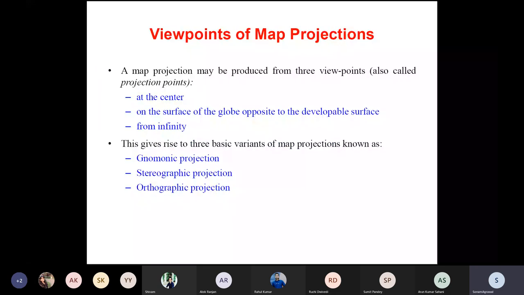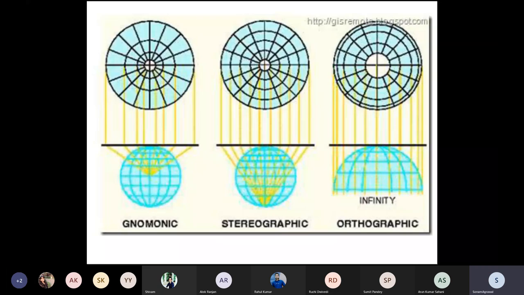Next classification of map projection is on the basis of viewpoint. Viewpoint means where the light source is placed. There can be three places: at the center of the globe, on the surface of the globe opposite to the developing surface, or from infinity. On the basis of this, the projection can be of three types: gnomonic, stereographic, and orthographic projection. As you can see in this diagram, gnomonic means the light source is placed at the center of the earth, in stereographic the light source is placed at the opposite end, and in orthographic the light is placed at infinity. So these are the different places at which the light source can be placed. This is about the viewpoint.